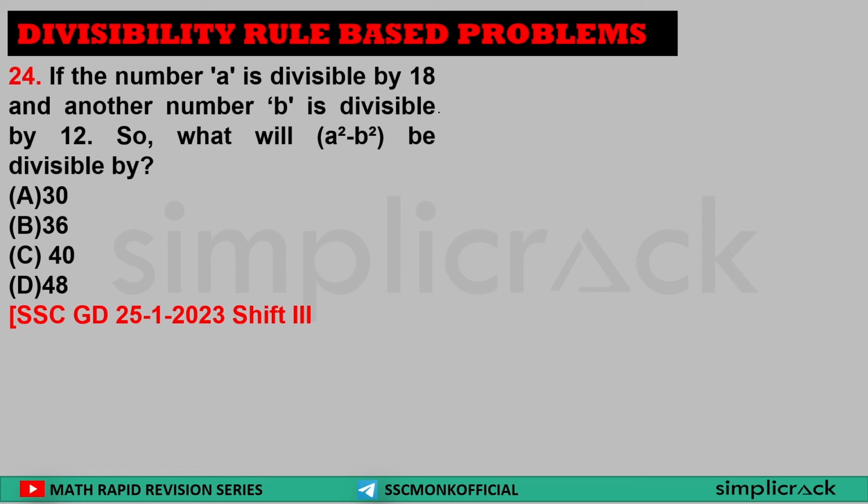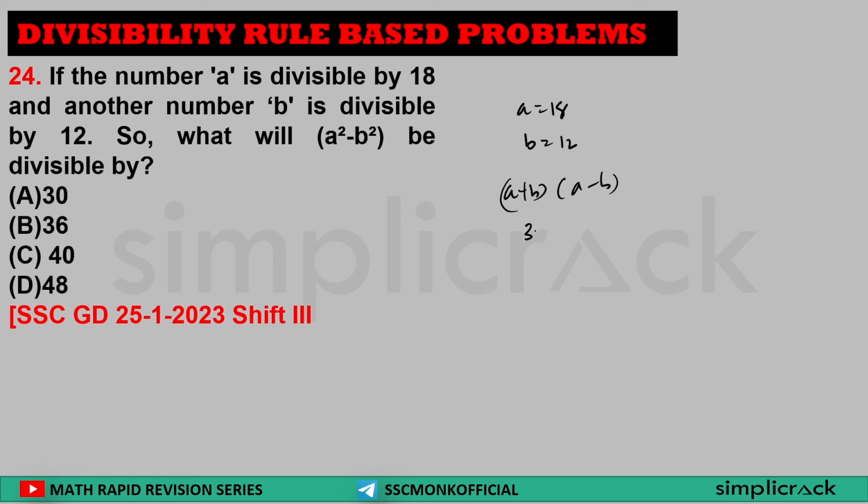Sir, let's say a is divisible by 18. Let's say a is 18. B is divisible by 12. So b is equal to 12. Sir, it is asking about a square plus b square. Sir, a square plus b square can also be written as a plus b into a minus b. I do not need to take a headache of 18 square, then 12 square, then take the minus. I do not need to do that.